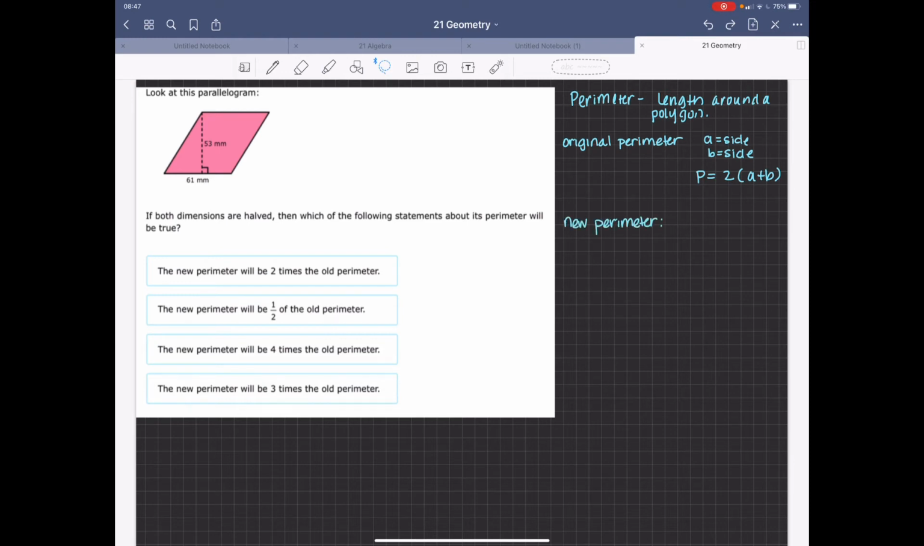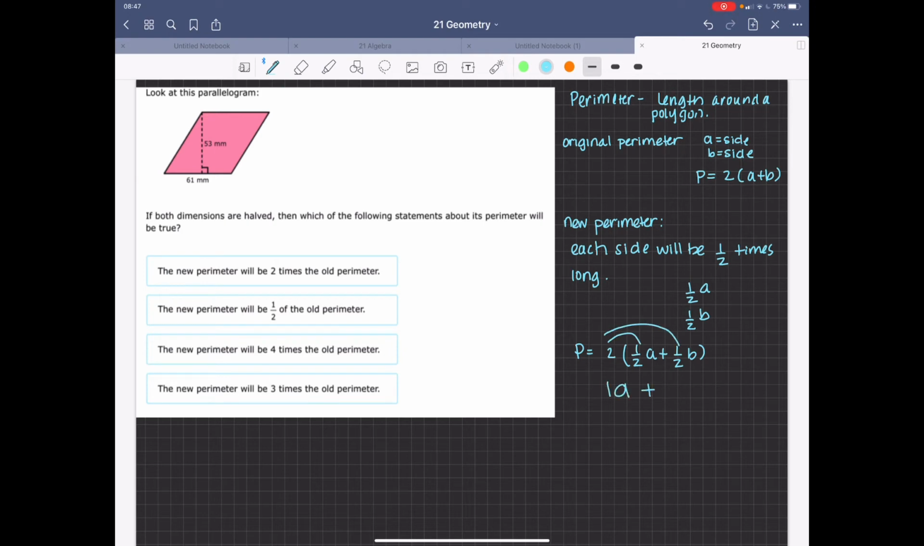And that's going to be, again, A and B equals the side. So I'm going to have 1/2 A and 1/2 B because the dimensions are halved. So that means that I'm going to have P equals 2 times (1/2 A plus 1/2 B). So from there, I'm going to distribute my 2 into my parentheses, and I'm going to get 1A plus 1B equals the perimeter. So the new perimeter is going to be A plus B.